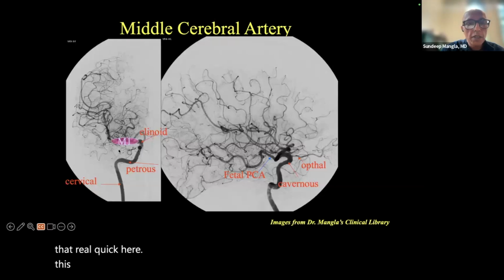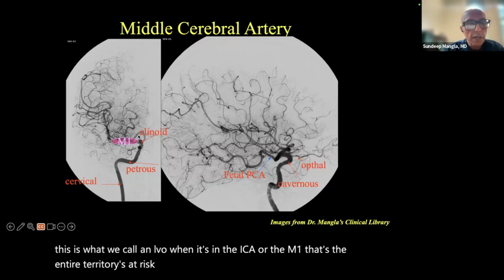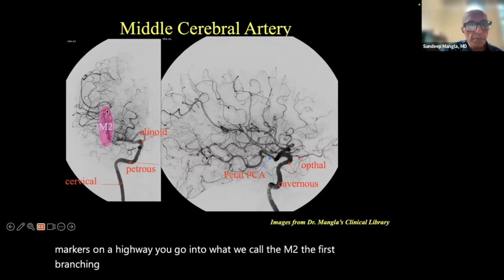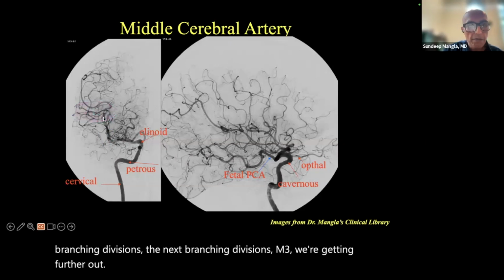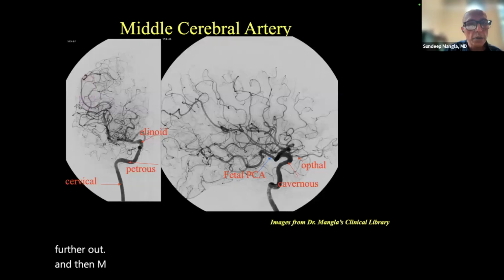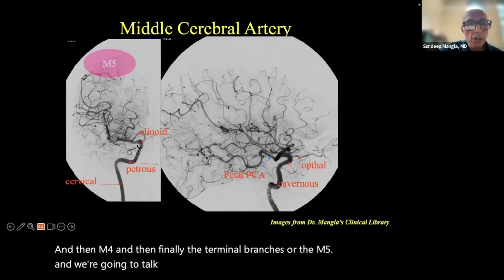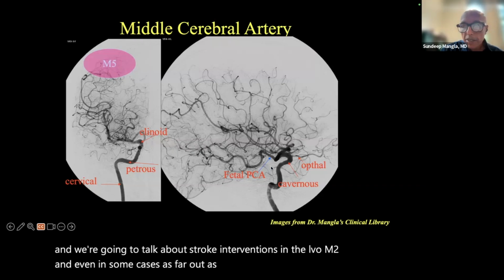This is what we call an LVO. When it's in the ICA or the M1, the entire territory is at risk. As we go further out, kind of like mile markers on a highway, you go into what we call the M2, the first branching divisions. The next branching divisions, M3, we're getting further out. And then M4, and then finally the terminal branches, or the M5. And we're going to talk about stroke interventions in the LVO, M2, and even in some cases as far out as the M3. And why do we consider that? Well, we'll talk about that as well.